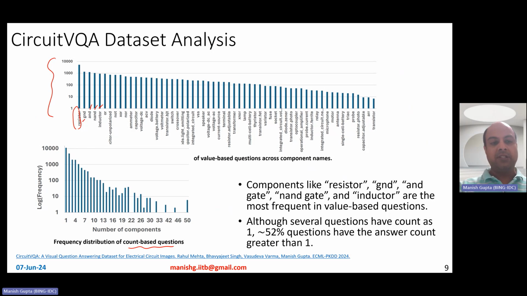although many of these count-based questions have count equal to 1, it's not completely biased, in the sense that around 52% of those count-based questions still have an answer count greater than 1. So it's not like if you just choose 1 as the count always, you will get close to 100% accuracy. You'll just be able to get like 48% accuracy, because 52% have count greater than 1.